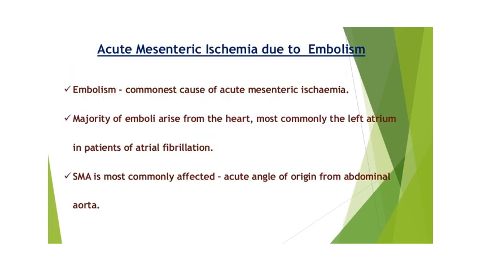Embolism is the commonest cause of acute mesenteric ischemia. Majority of emboli arise from the heart, most commonly the left atrium in the patients of atrial fibrillation. Superior mesenteric artery is most commonly affected due to its acute angle of origin from the abdominal aorta.